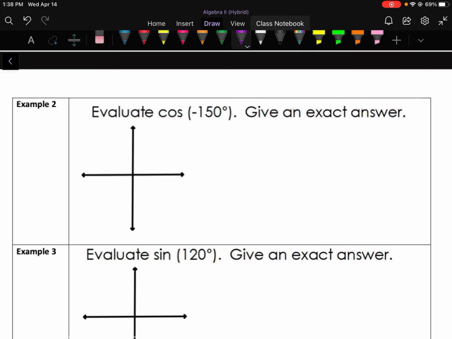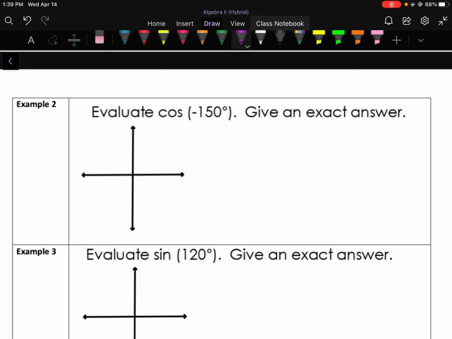Now here's where it becomes useful. We'll evaluate some trig functions. Evaluate cosine of negative 150. By itself, that might not mean a whole lot. It does say give an exact answer, by the way, which means we want it in simplest radical form and fraction form, no decimals. So cosine of negative 150, like I said, might not mean a whole lot, but let's take a look at the reference angle.